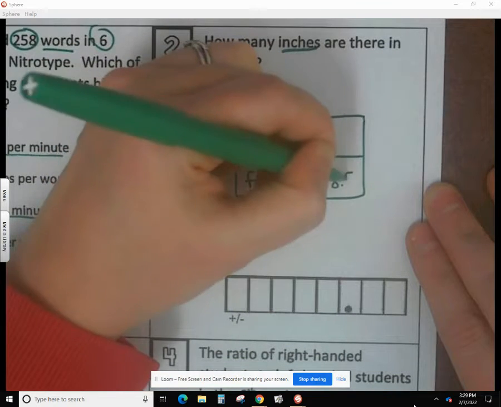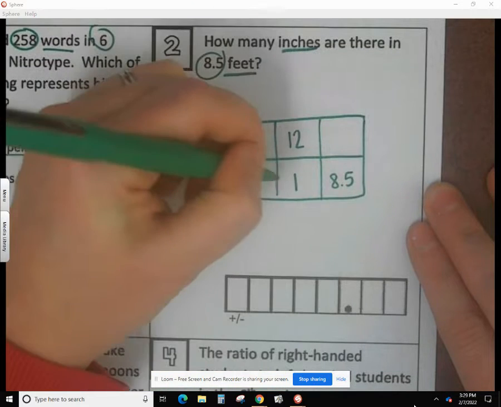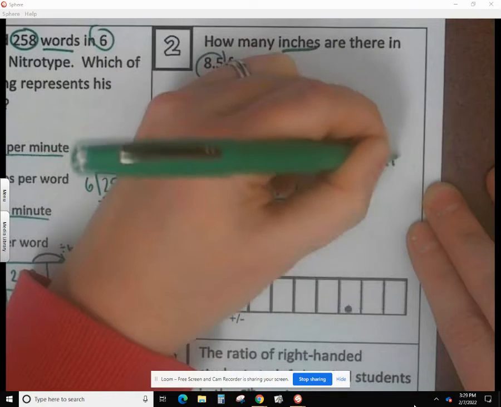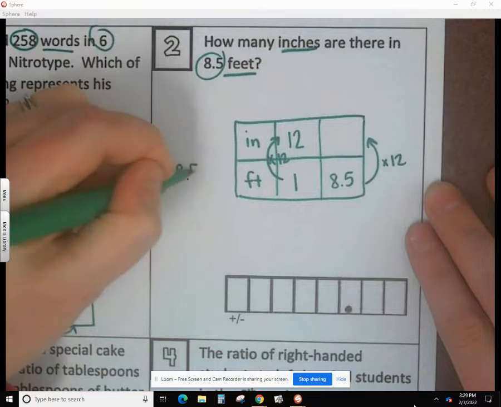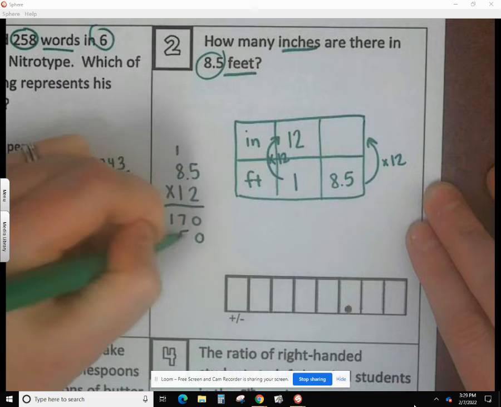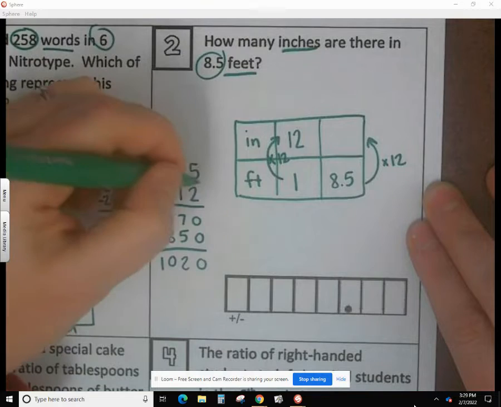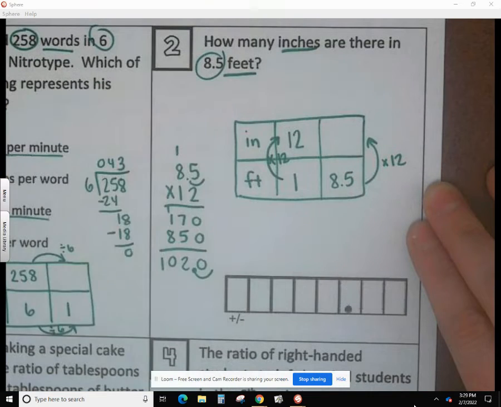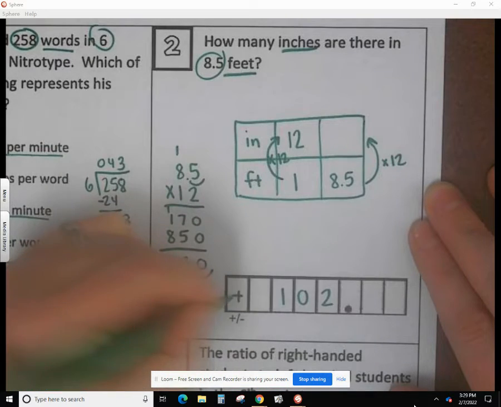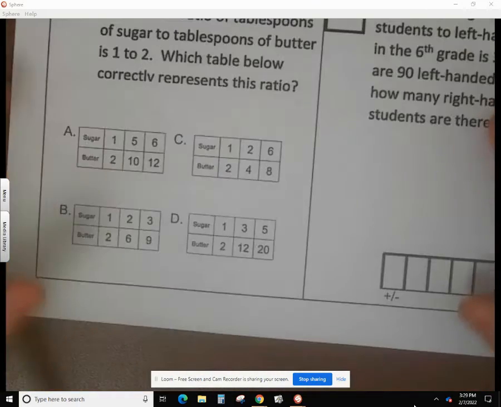Then I can fill in the 8.5. So you can go either from the 1 to the 8.5, or you could go up here. I'll go this way just because I can. So we need to do 8.5 times 12. When I add that up, I get this. I have 1 decimal place in the problem, so I need 1 decimal place in my answer. And so it would be equal to 102 inches.